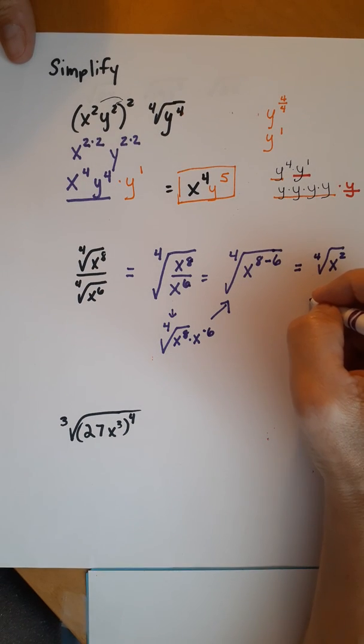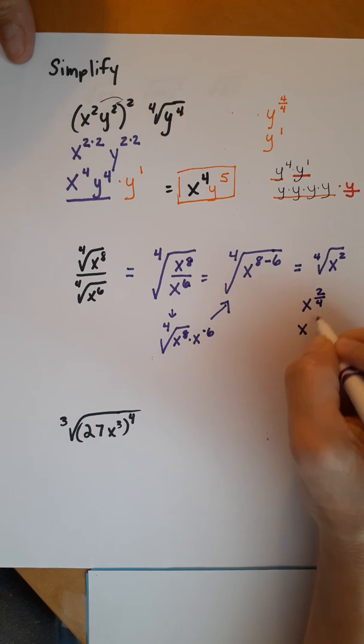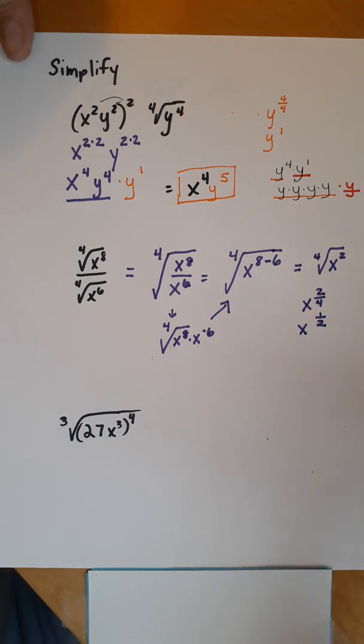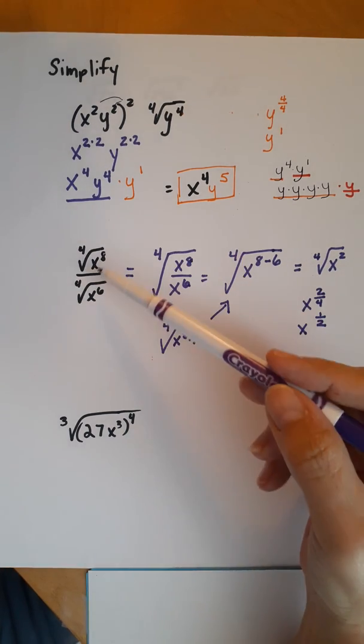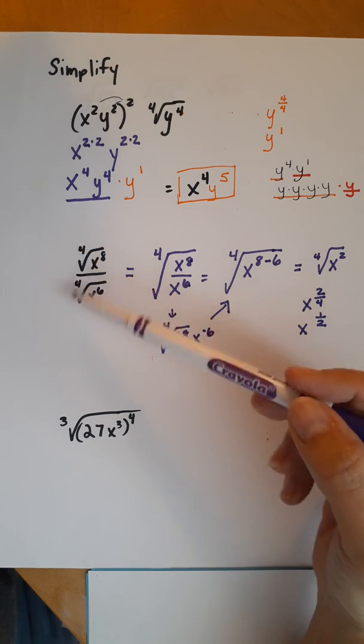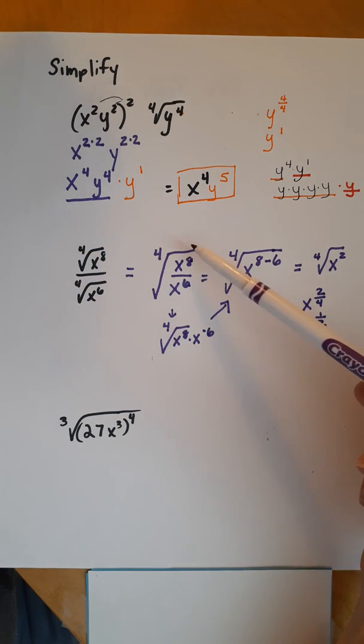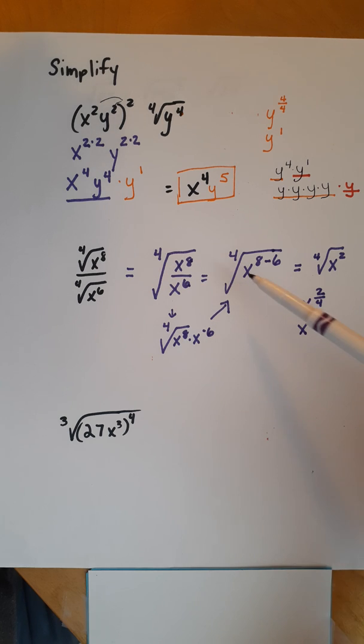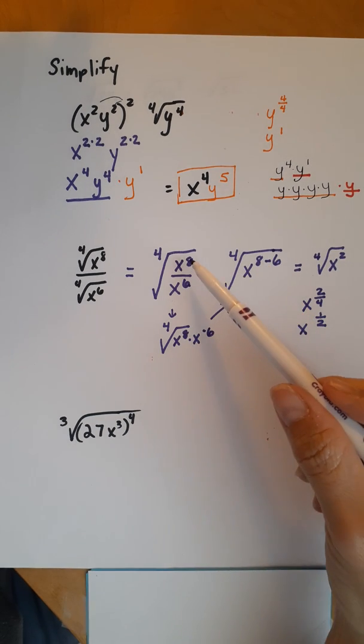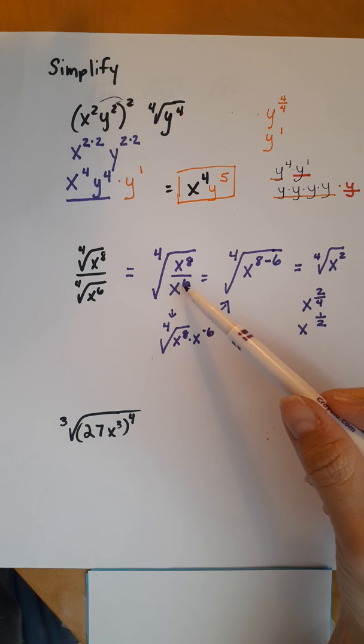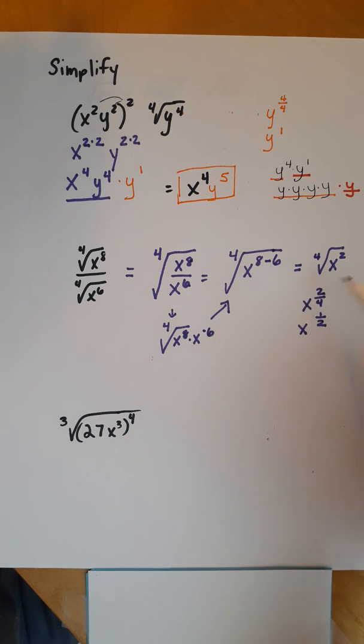We can write that as x to the 2 over 4, which we can also write as x to the 1/2. But I want you to realize that when you have the same base and the same root, you can put it all under one large root, simplify it a little bit, and it makes life a little bit easier. So when we subtract these two, because there are ones in the numerator and ones in the denominator, 8 minus 6, we get x squared to the fourth root.